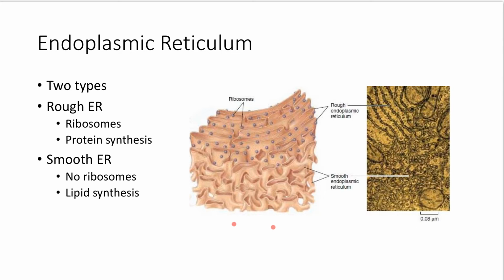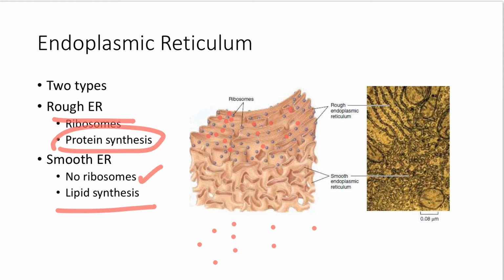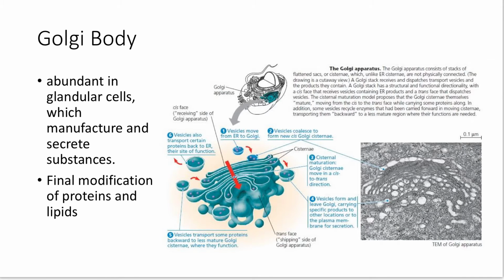Ribosomes can be found freely in the cytoplasm or may be attached on the endoplasmic reticulum, forming the rough one. Since rough endoplasmic reticulum has ribosomes, its main job is protein synthesis. And the smooth endoplasmic reticulum, having no ribosome, is involved in lipid synthesis. The proteins and the lipids formed in the endoplasmic reticulum then travel to the Golgi body or Golgi apparatus.